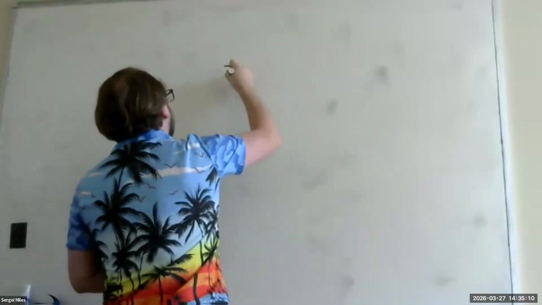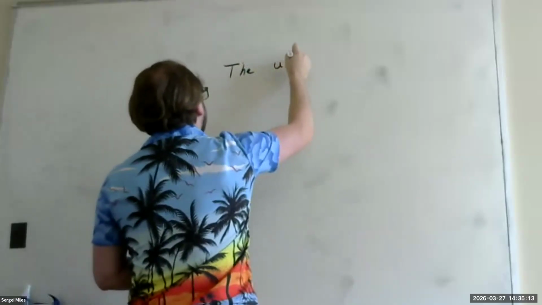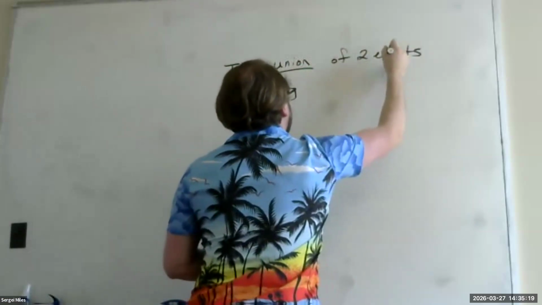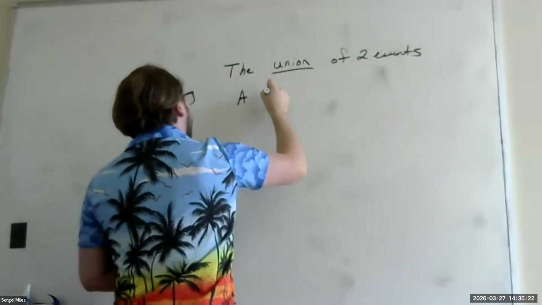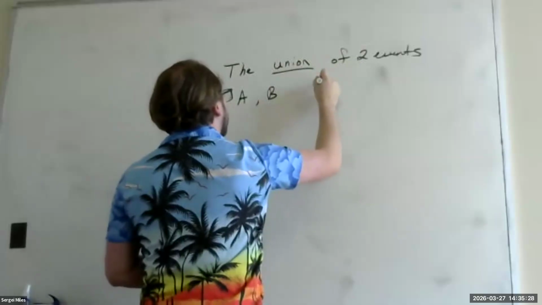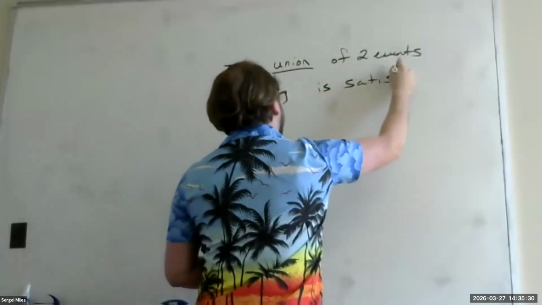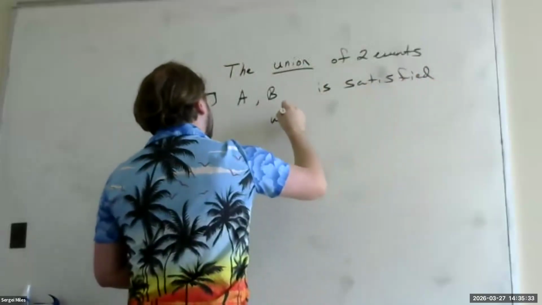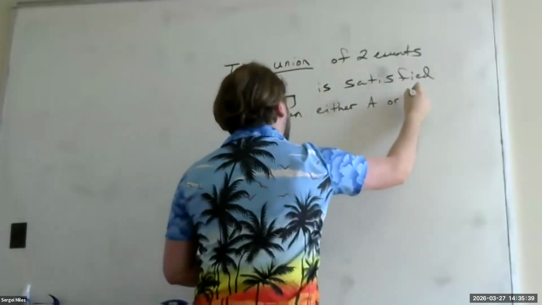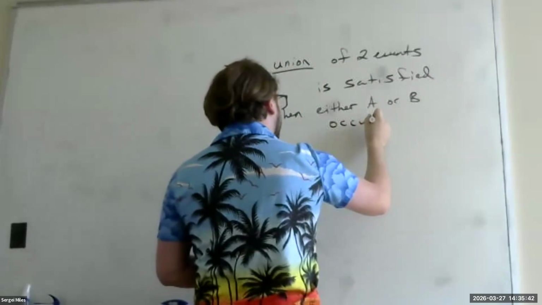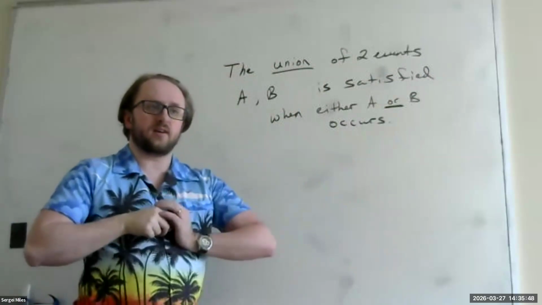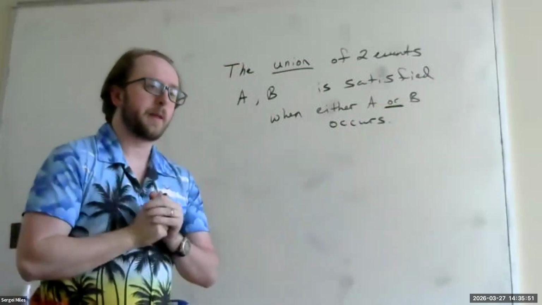So the union of two events, A and B, A or B, is satisfied when either A or B occurs. Keyword being here or. So when we're taking the union of two events, this is like the word or.